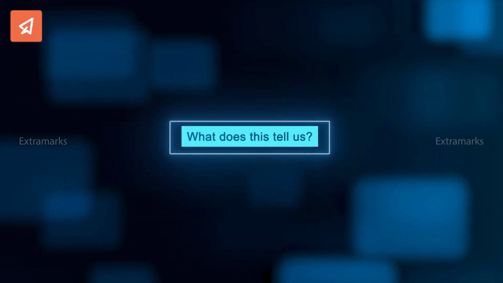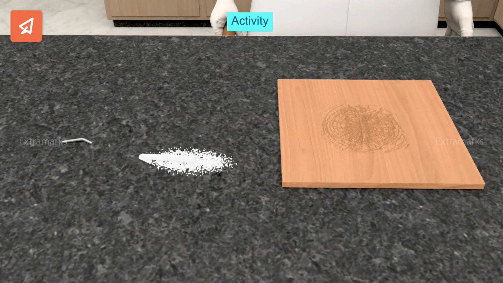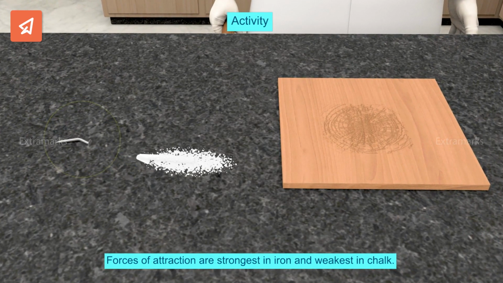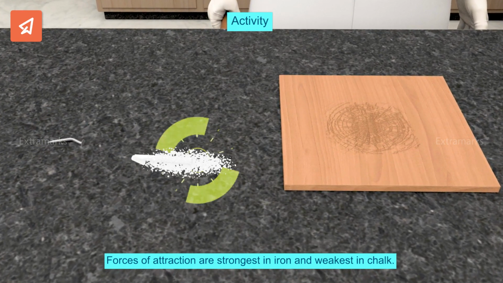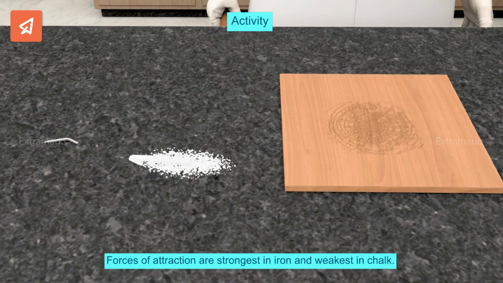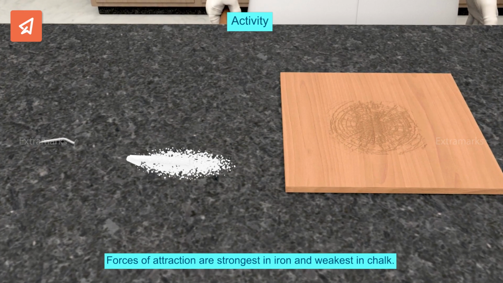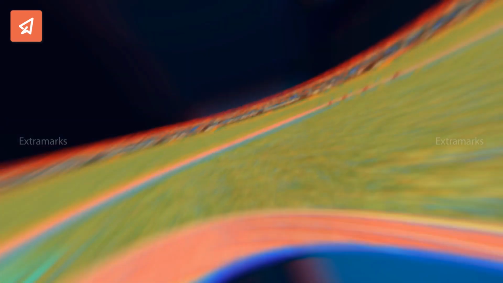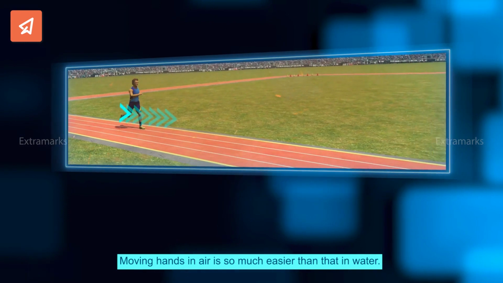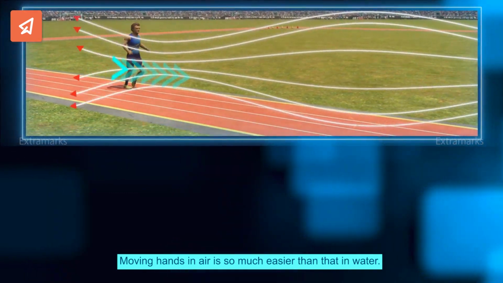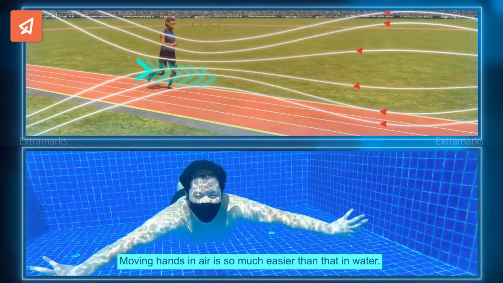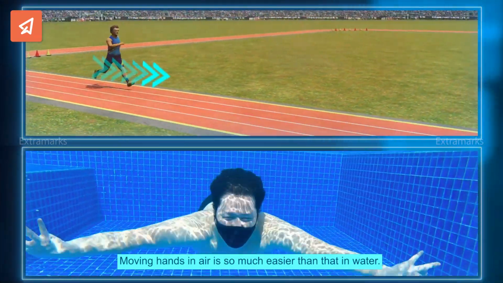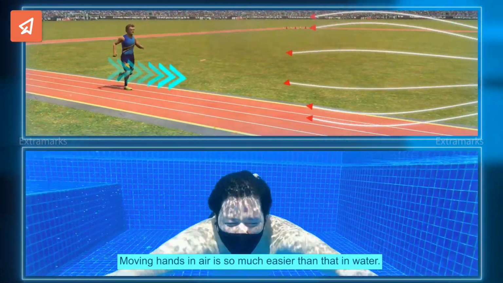What does this tell us? This activity shows that the iron particles are held by the strongest force of attraction, followed by wood, while the particles of chalk have the least force of attraction between them, which makes it easy to crush a piece of chalk. This not only is easy to understand, but also helps us to explain why we can move our hands in the air freely, but it is not that easy to move our hands in water. It would be almost impossible to move our hands through the wood.